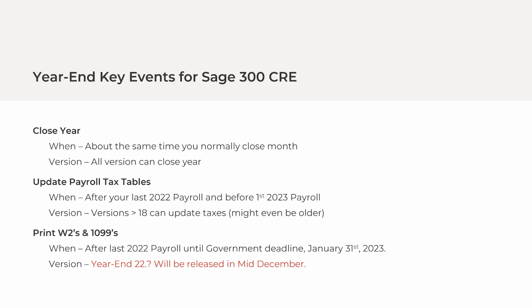Now, your W-2s and 1099s are going to have an effect on your software upgrade. You'll want to make sure you get that software upgrade completed in time for the government deadline for those W-2s and 1099s, which is January 31st, 2023. So you want to make sure you get your software updated by the end of January, but really it can be any time after that release is out. And right now we know the year-end version is going to be 22 point something.